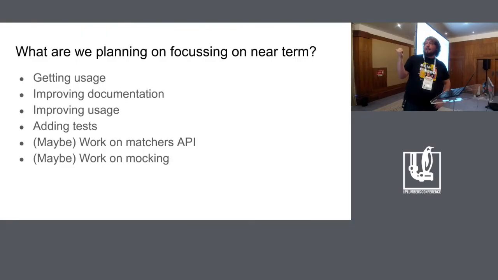So in the near term, things I'm planning on working on: hopefully getting more people to write tests, improving documentation, and making the things that are already there easier to use. A couple of people have pointed out things about the test script that I have that are not perfect. And in terms of large features, maybe two big areas. One is working on this matchers API, which is basically these composable matchers.